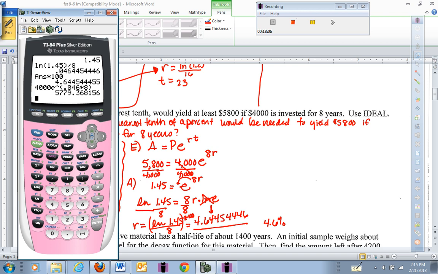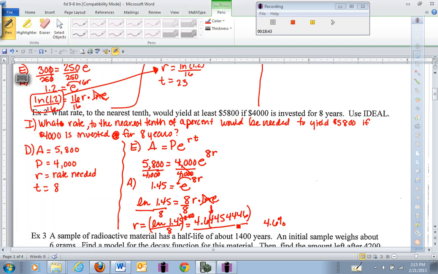So when you think about this problem, this is a real-life problem. We actually need all of these decimal places out here to help us pump this up so that we can get up to our $5,800. So we wouldn't be able to use that. We'd have to round up to 4.7%. And would this be an approximation? No, it would not be. You'd have to go to the bank or wherever you're going to invest your money and say, I need at least 4.7%.